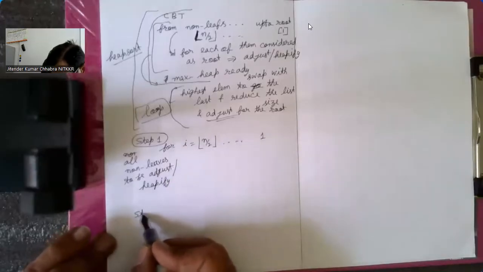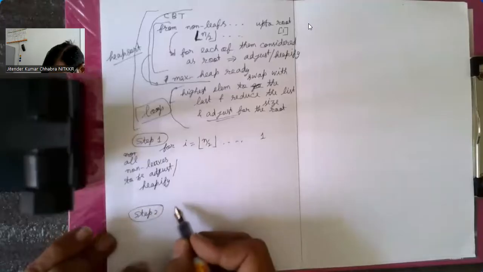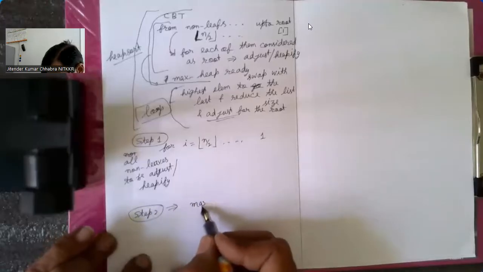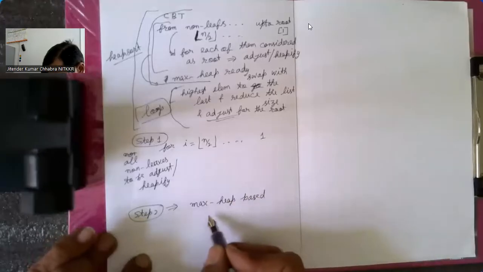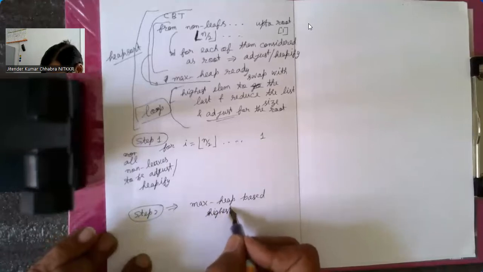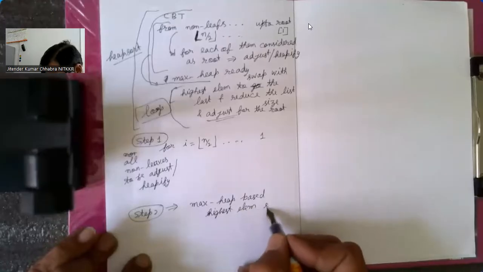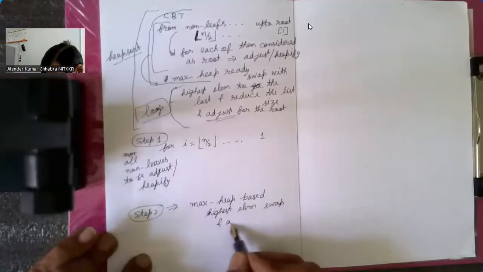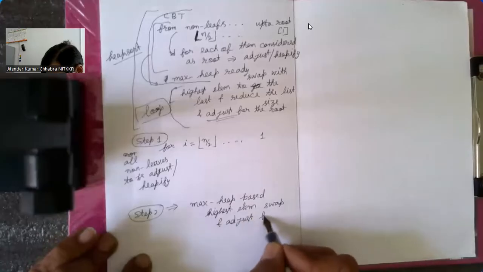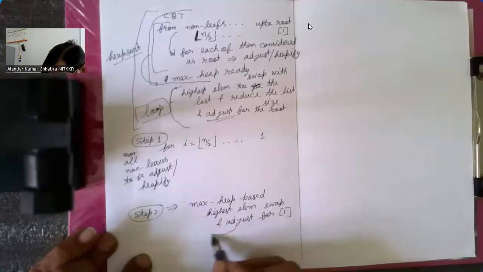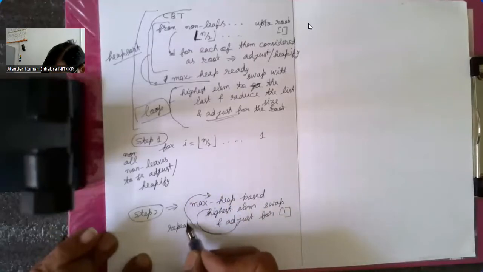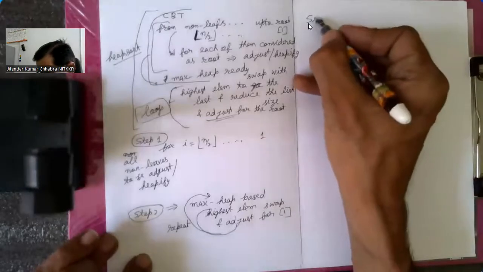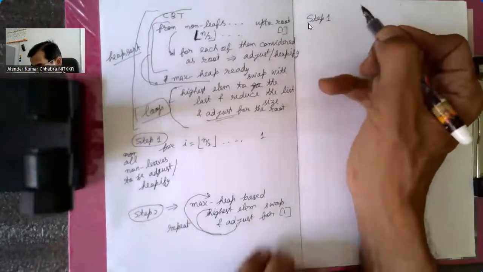After that, step 2, the main step, will be your max heap based extraction: highest element swapping and adjustment. And this process is to be repeated. So two steps, and let's go one by one. Step 1 we will talk about today. Step 2 we will talk about next time.